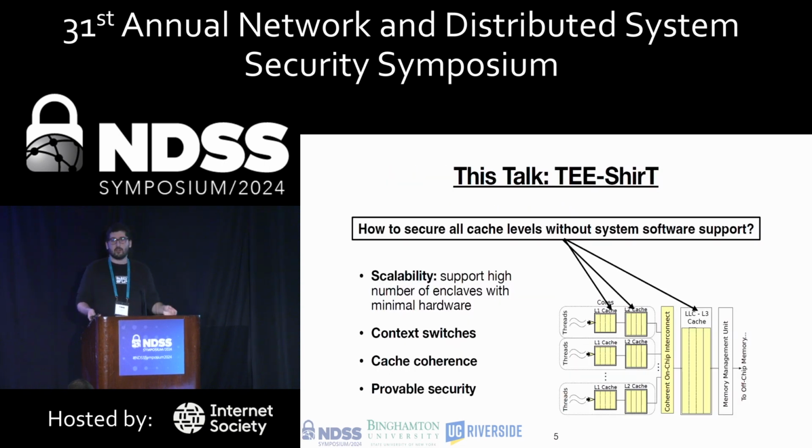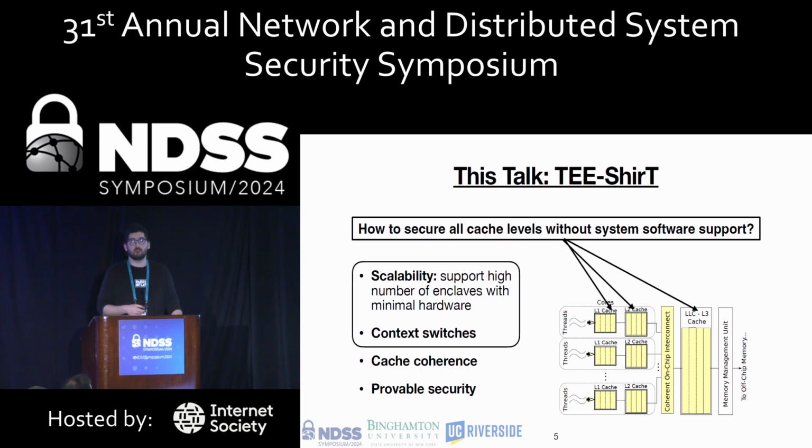So the primary question we answer is, how do we secure all cache levels without relying on the system software? Under this question, we make 4 main contributions. 1, scalability. 2, context switches. 3, cache coherence. And 4, security probability. Due to time constraints, we're going to focus on the first 2, which are scalability and context switches. For the other ones, feel free to refer to the paper, or you can have a conversation with me offline.